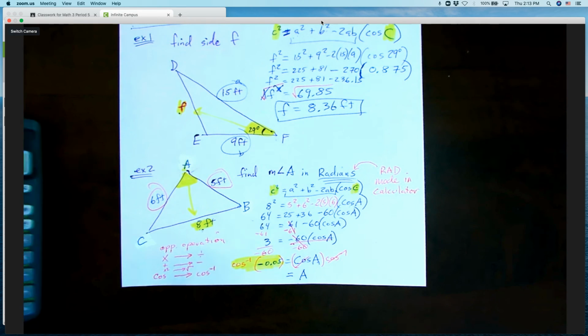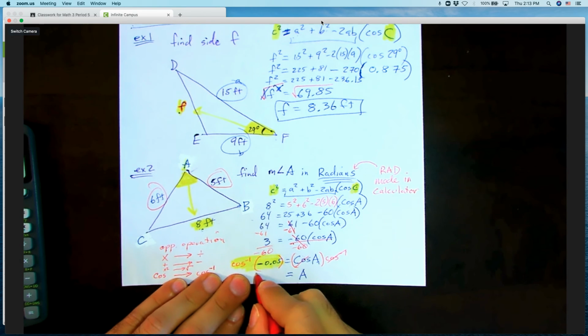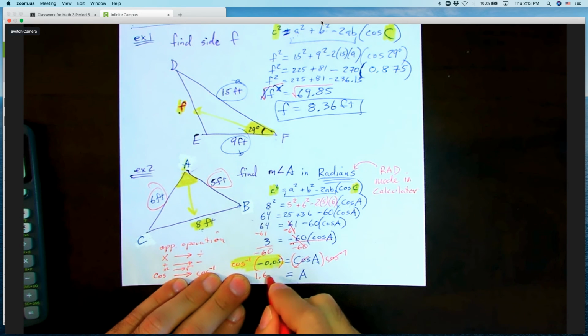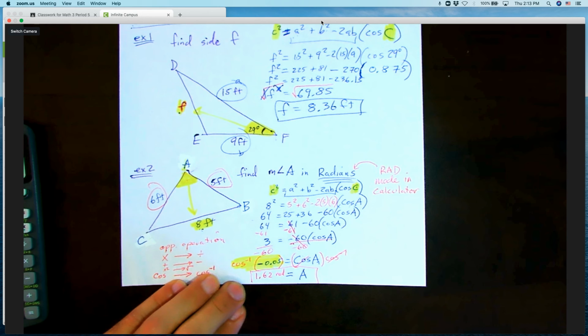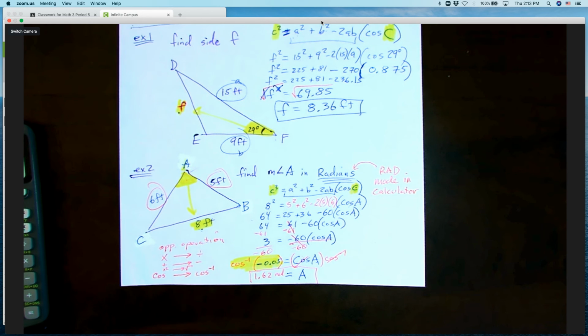So what we end up with here is 1.62 radians. That is the measure of this angle, okay? So the answer was in radians, but it's no big deal. It's just like if we had the answer in degrees, that would probably be easier for us to see. 1.62 radians is close to 90 degrees. It's like 92 degrees, 91 degrees, something like that.